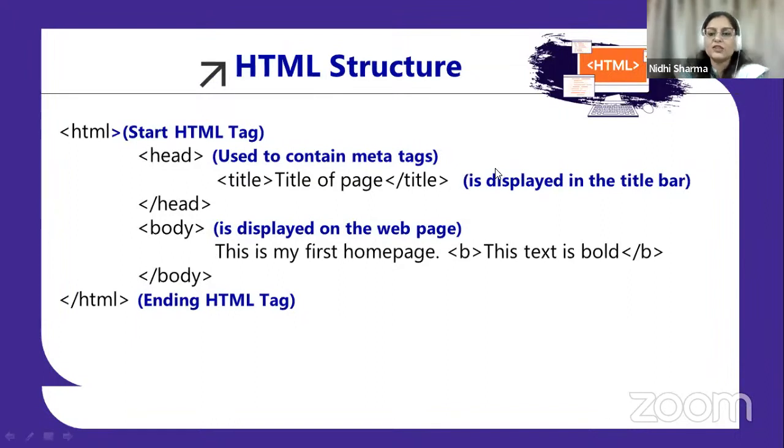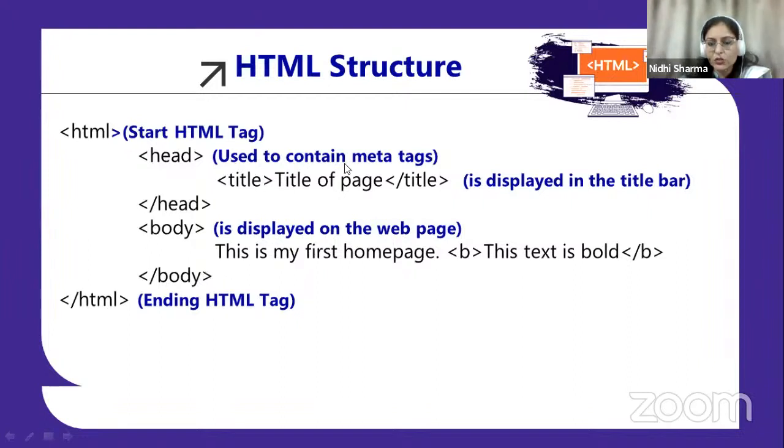Now, the basic structure of HTML. How do we create it? The entire HTML document is divided into two main sections, head and body. As I discussed earlier, the first tag will be HTML. It's an opening tag, and this is the closing HTML tag. The first tag HTML indicates that we are going to start the HTML document. Now, the entire document is divided into two sections, the head section and the body section.